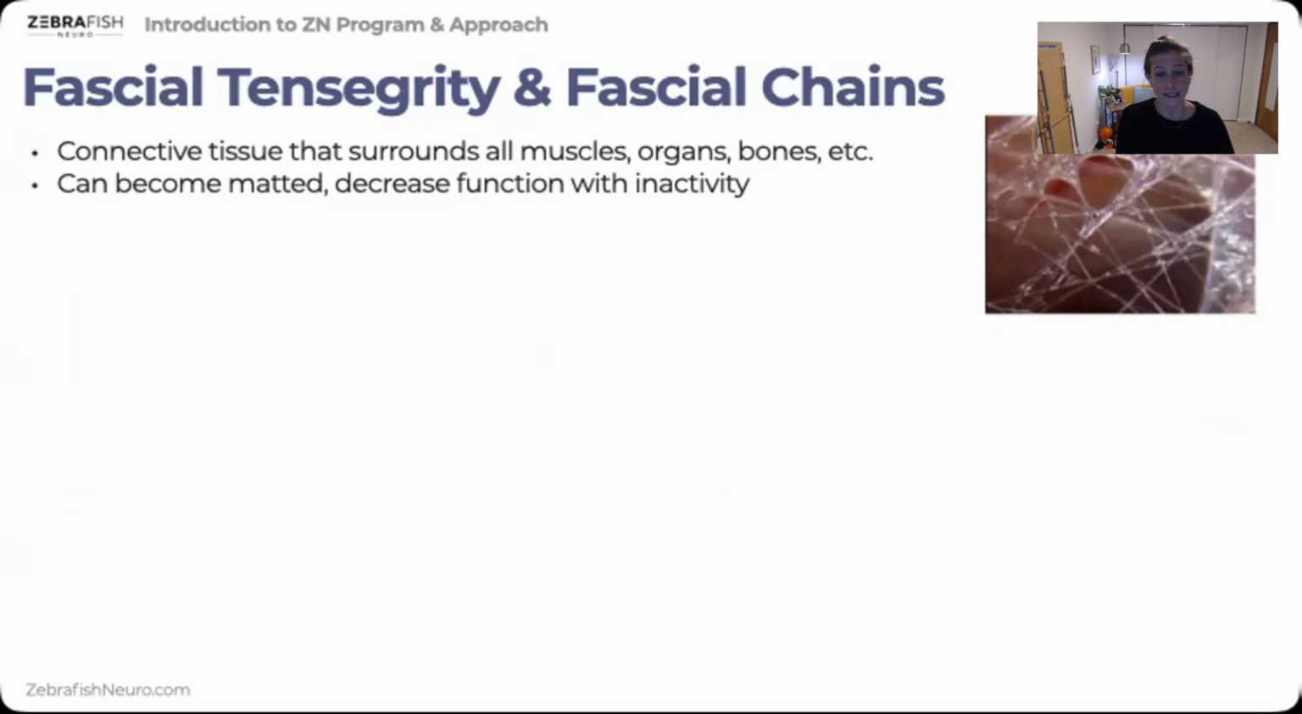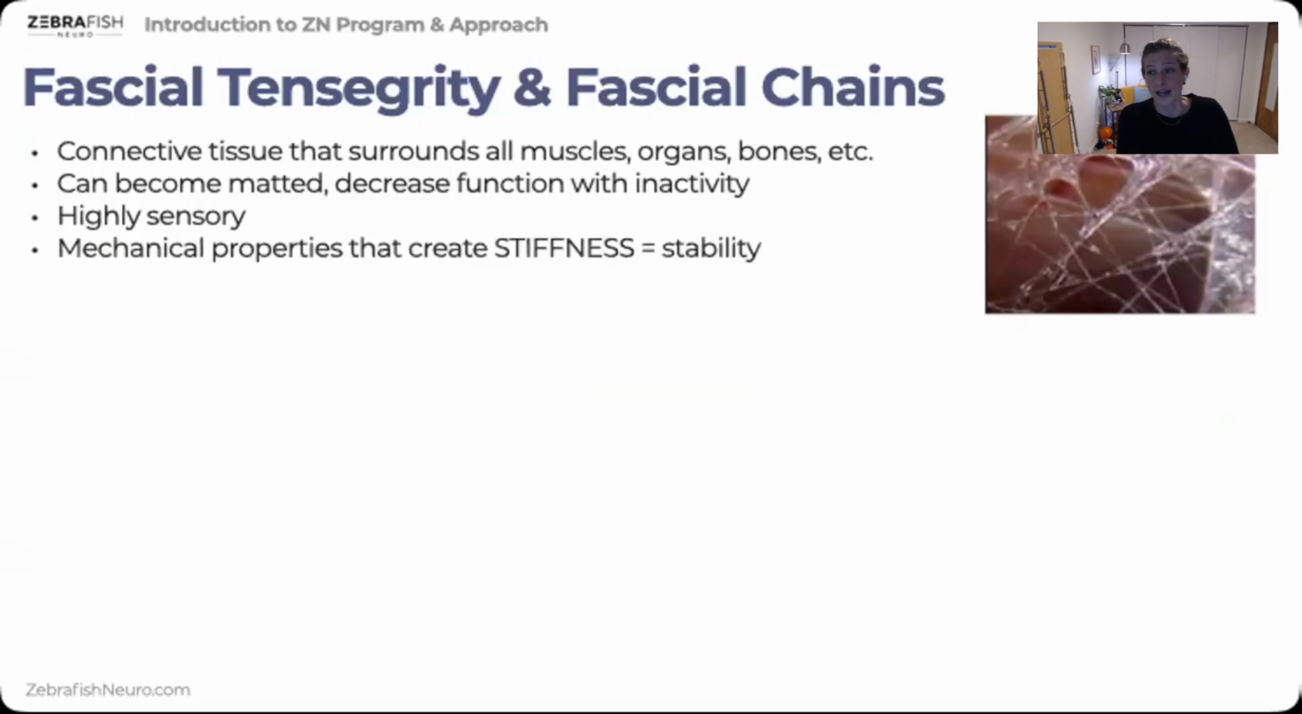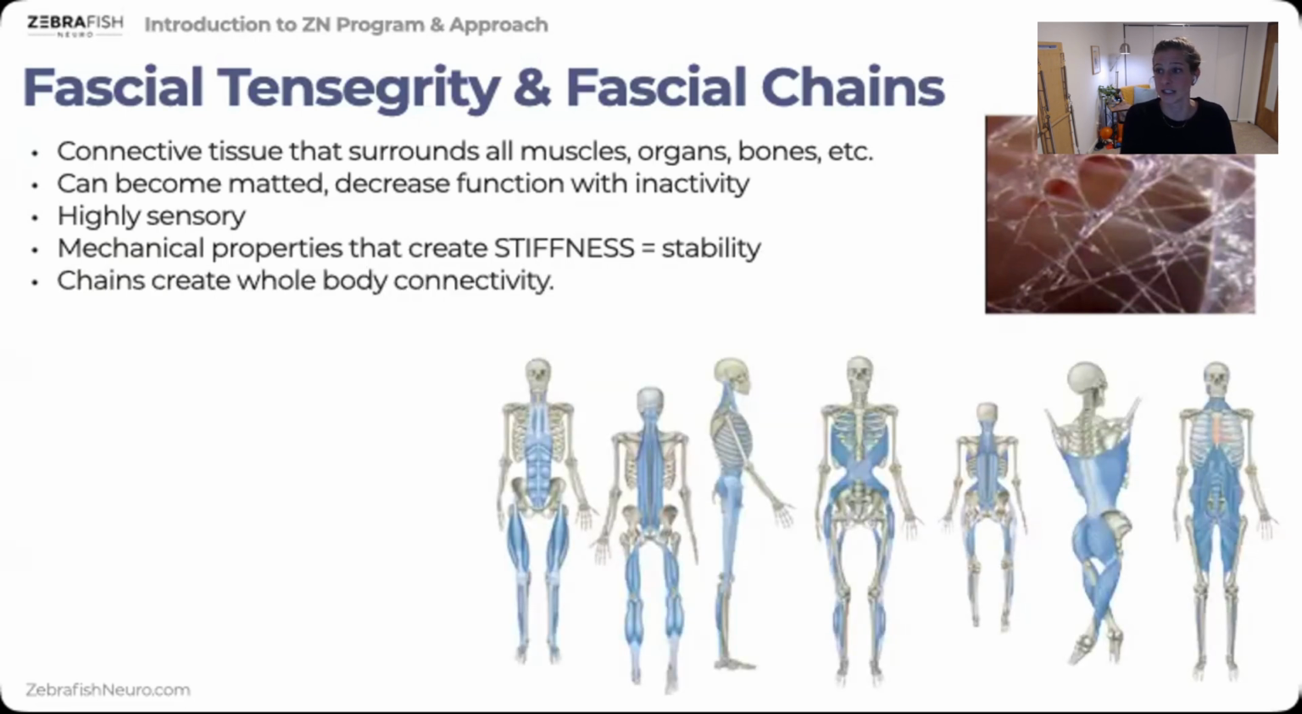Its function is important. Fascia is really important for force transmission. So not necessarily the creation of movement, but force transmission. Like that wholeness, that body connectivity that we were talking about before, that's what people are feeling. Fascia is incredibly sensory. So for someone with limited sensation, it would make sense that we would want to leverage some fascia. Fascia also has some really amazing mechanical properties that help create stiffness in a body and joint integrity. And as I mentioned, the chains create whole body connectivity. Those are the chains.